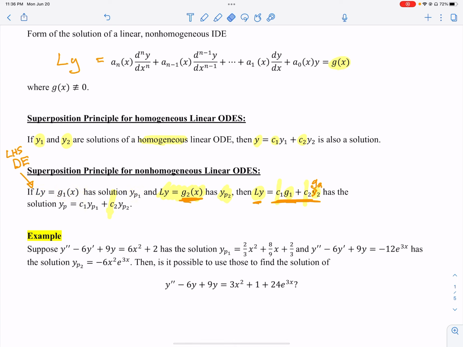Let me erase all this chicken scratch on here. I haven't heard that expression in a while.